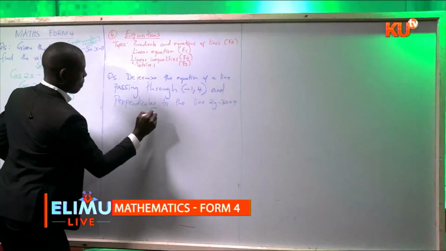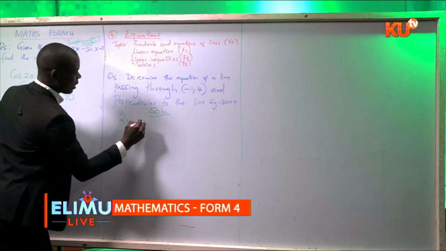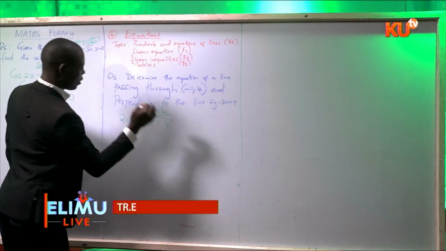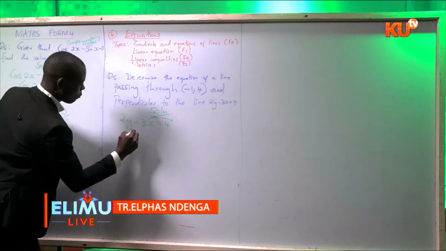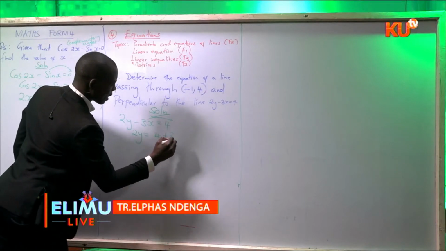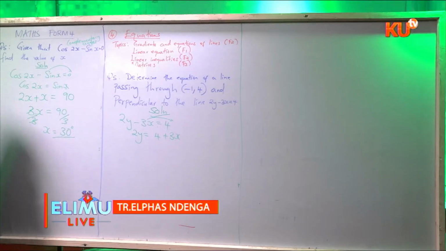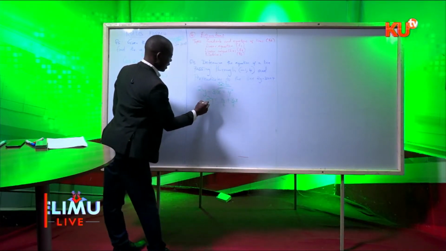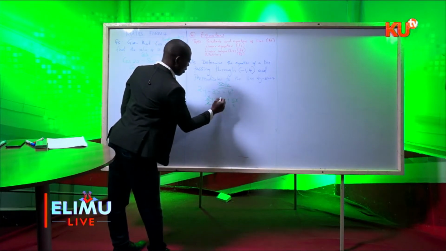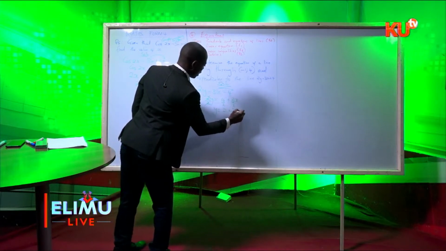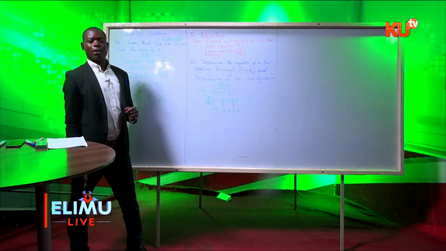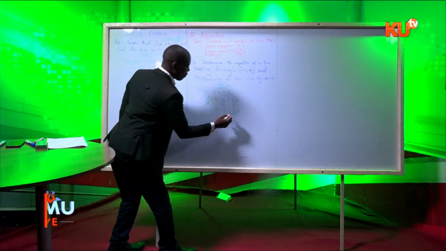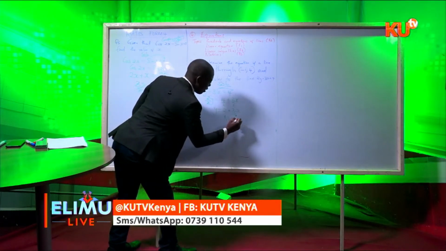We start with the equation given, which is 2y minus 3x equal to 4. We take 3x to the right. When 3x crosses to the right, it becomes positive. So we have 2y equal to 4 plus 3x. What do we do next? We divide by 2. This cancels out, and y equal to 4 divided by 2, which is 2, plus 3 over 2 x. What is the gradient from this equation? Yes, the gradient is 3 over 2, the coefficient of x. That becomes our gradient 1, 3 over 2.